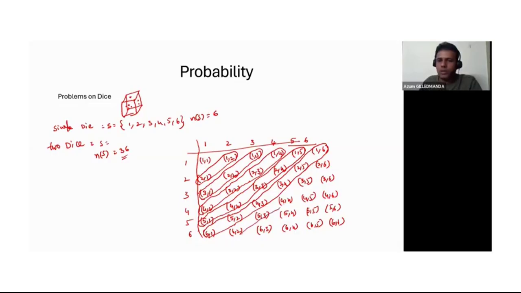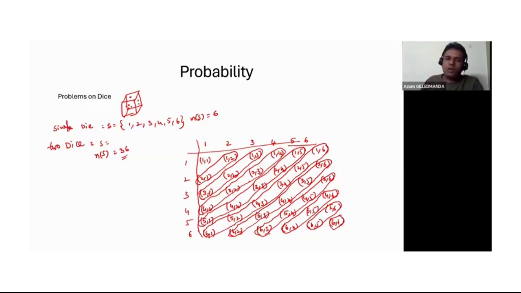Then what is the probability of getting a sum of 8? 8 is how many? 4. So 4 by 36. Similarly, this is 9. 9 means how many? 1, 2, 3, 4. 4 by 36. And then 10. 10 is 3 by 36. What is the probability of getting a sum of 10 on both the dice? Sum of 11 is 2. And then sum of 12 is only one possibility.